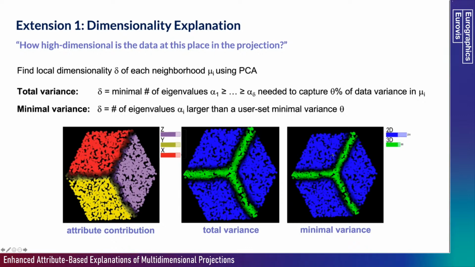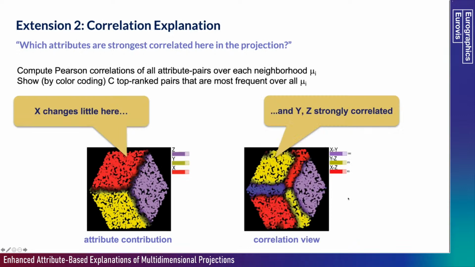We see how this works for the simple cube dataset. Over the faces, 2 dimensions are obviously sufficient to explain all the data variance. However, close to the edges, we need 3 dimensions for this.